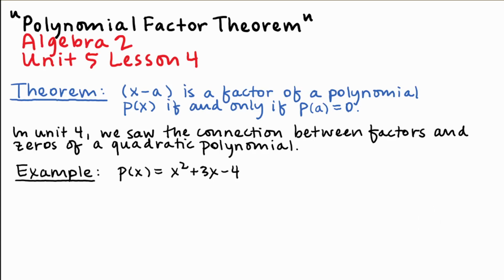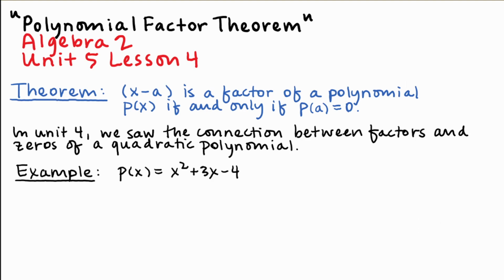Hello, welcome. In this video I'm going to be telling you about the polynomial factor theorem, which is basically connecting the factors of a polynomial to its zeros. So the theorem is that x minus a is a factor of a polynomial p of x if and only if p of a is equal to 0. We've already seen this a little bit. We've seen the connection between factors and zeros of a quadratic polynomial.